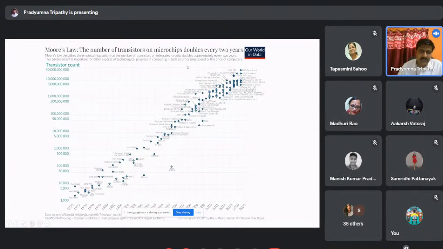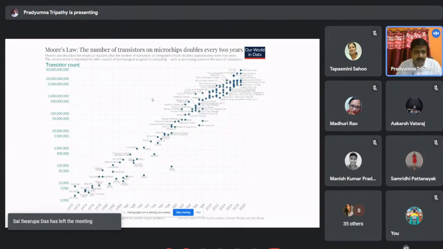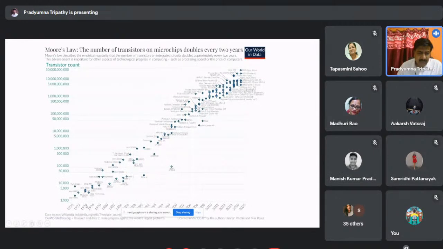If you look at this graph, the image is taken from Google and the data source is Wikipedia. You can see, for example, in 1974 the number is about 5,000 transistors. Maybe in 76 or 78 it's almost 10,000. By 82 or 84 it's double or more than double even. This trend continues up to maybe 2004 or 2006. The number of transistors doubled up to around 2004 to 2006.